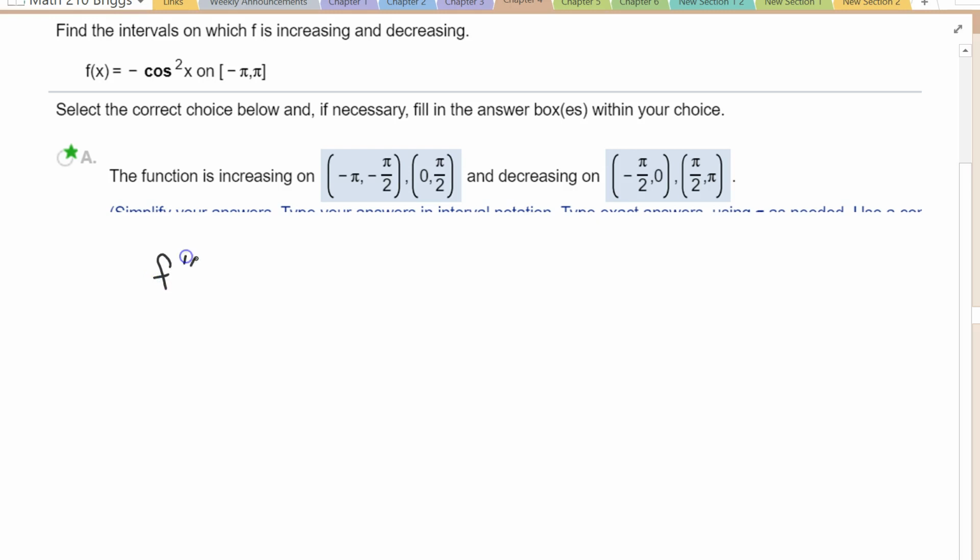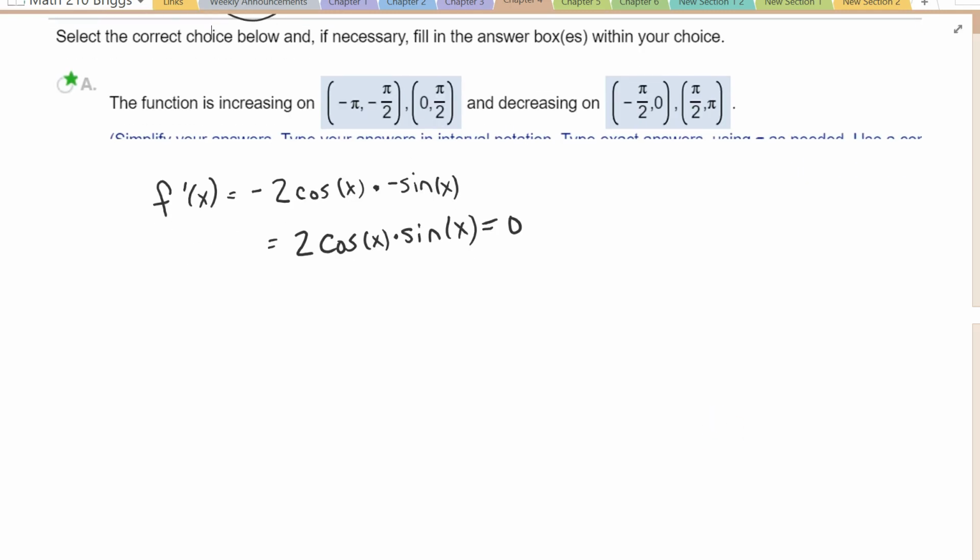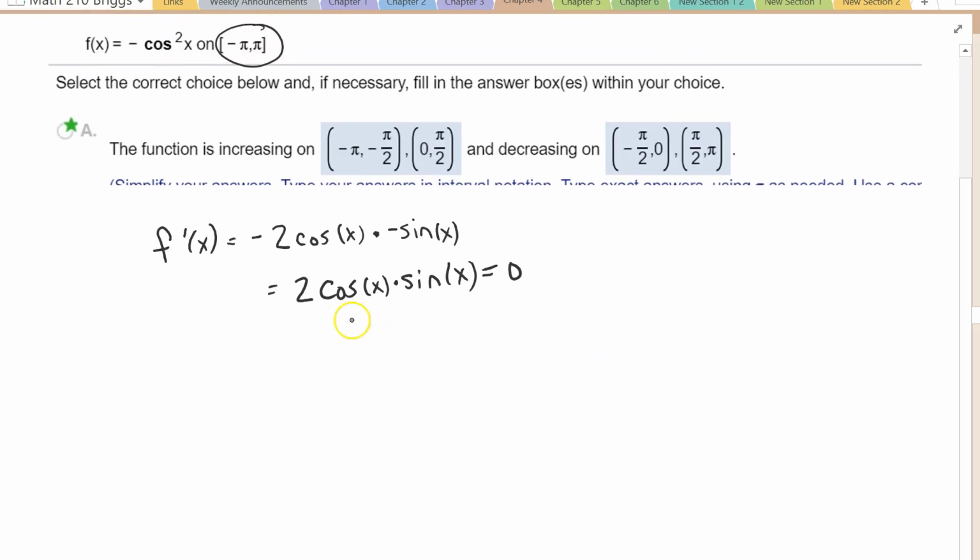So the calculus part of this is to find the derivative of this function, which would be minus 2 cosine times the derivative of the inside, which would be minus sine. So my function becomes 2 cosine of x times sine of x. I set that equal to 0, and I'm specifically looking on the interval minus pi to pi. So when is the derivative equal to 0 to find the critical points? That's going to be when cosine of x equals 0 or when sine of x equals 0.